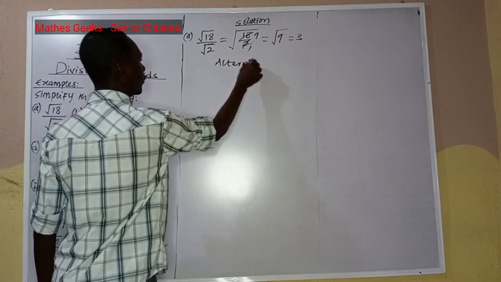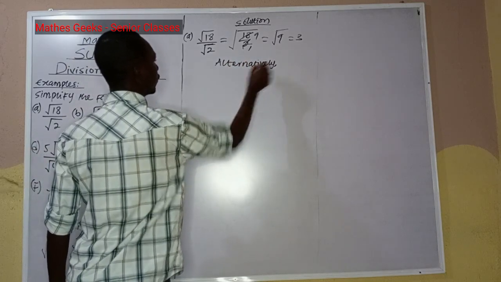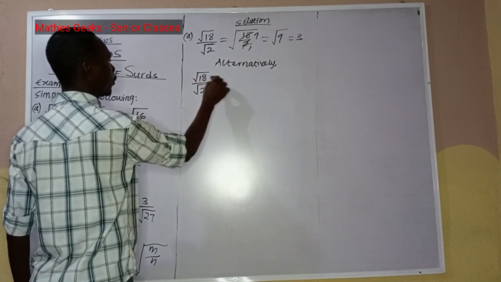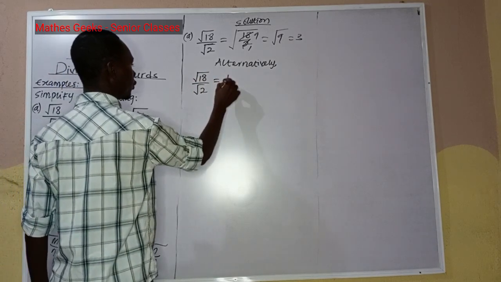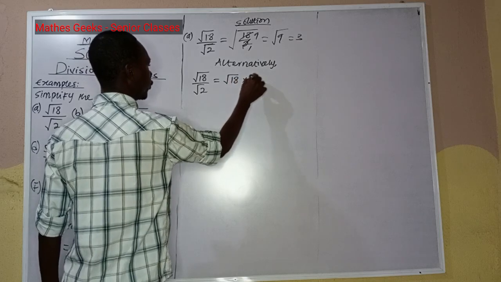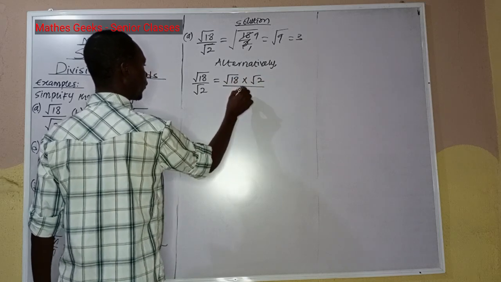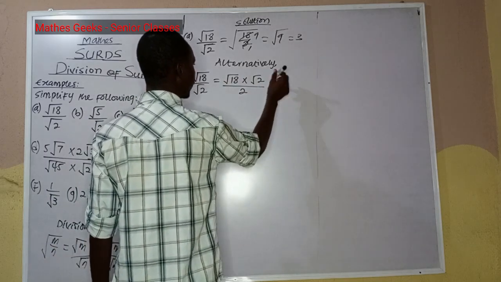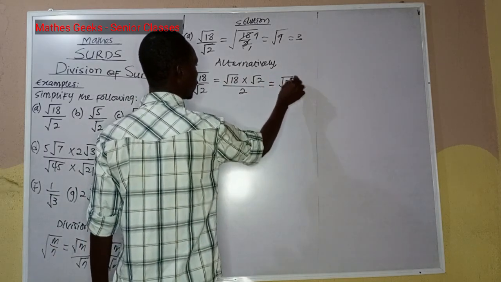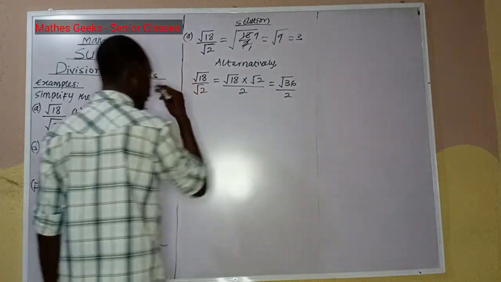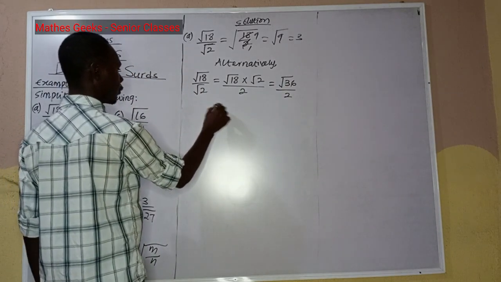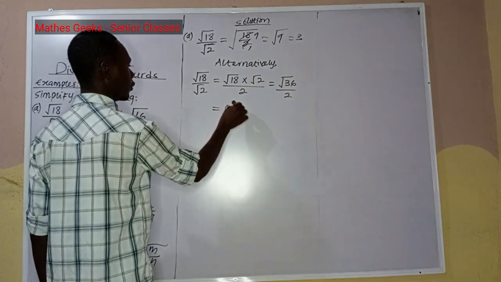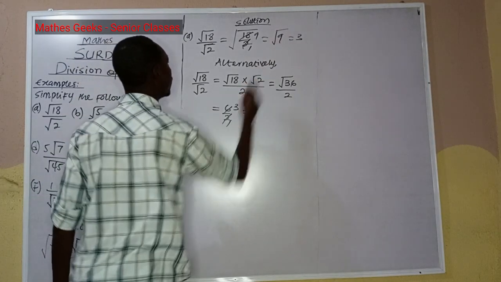Alternatively, you can say root 18 over root 2. To rationalize the denominator, this will give us root 18 times root 2 over 2. And root 18 times root 2 will give us root 36. Root 36 over 2, where root 36 is equal to 6. So now it gives us 6 over 2. 2 here 1, 2 here 3. So that's equal to 3, the same as what you have here.